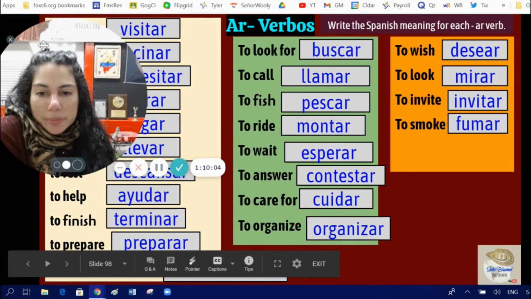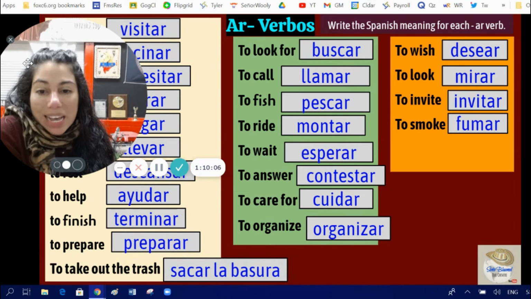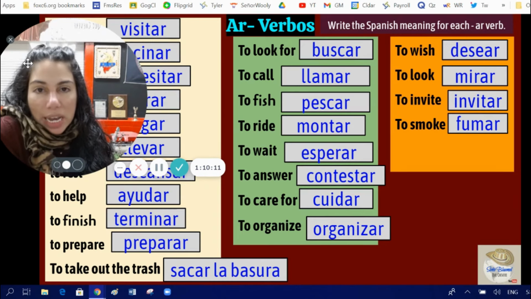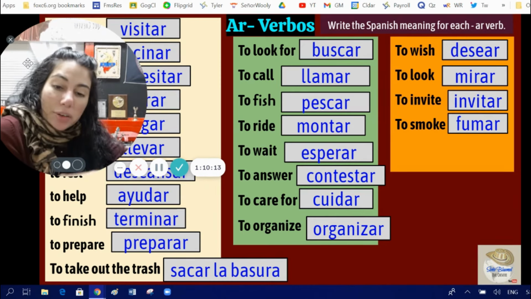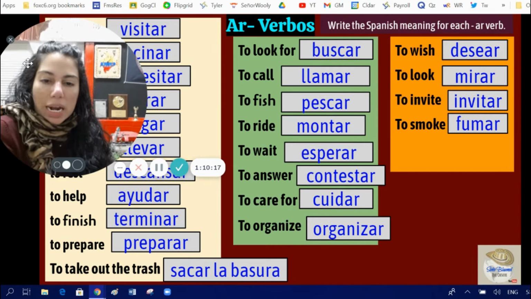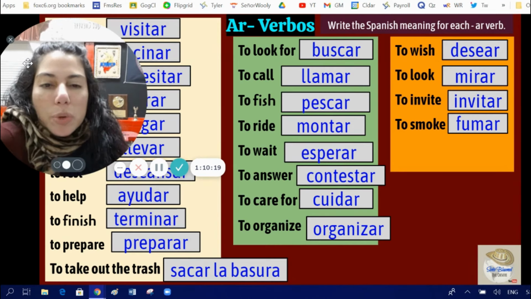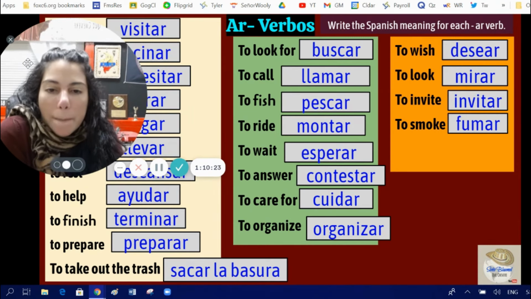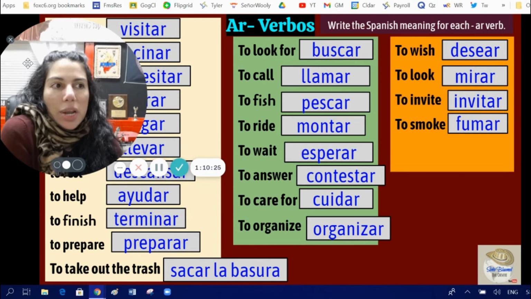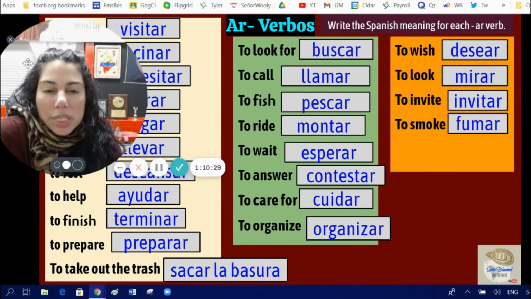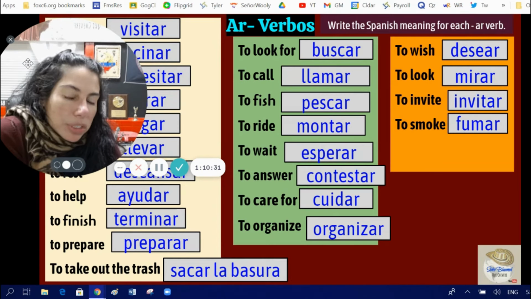preparar, sacar la basura. So to take out the trash, sacar, remember sacar is to take out, basura is trash, and la is the article. So sacar la basura. To look for, buscar, llamar, pescar, montar. So like if you like to ride a bicycle, montar en bicicleta, montar a caballo, ride a horse.